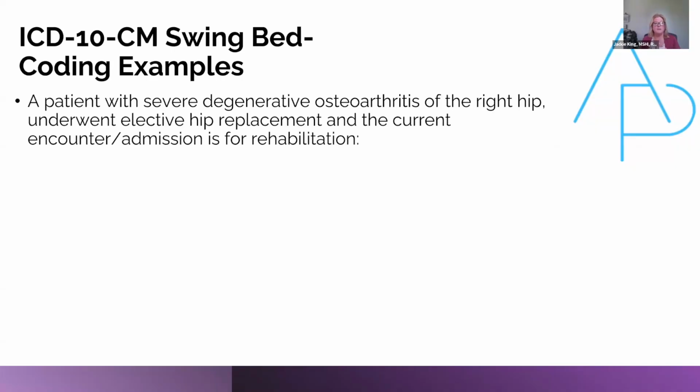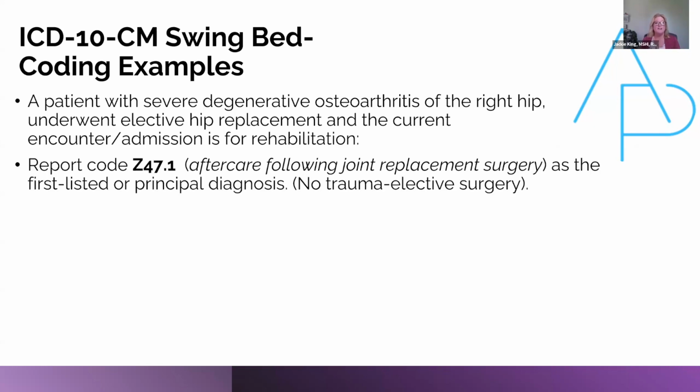Let's do a coding example. Patient with severe degenerative osteoarthritis for the right hip underwent elective hip replacement, and the current encounter is for rehab. So how are we going to code that? Well, let's see. It was elective. They had arthritis and had a hip replacement. So I have aftercare following joint replacement surgery, a Z47.1, as my first listed, no trauma.